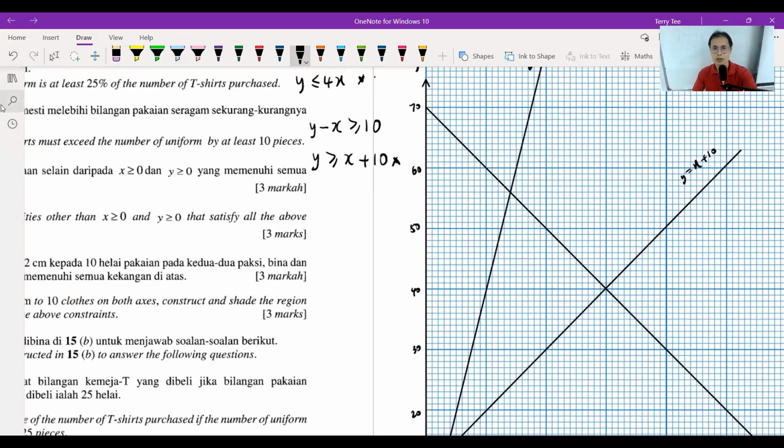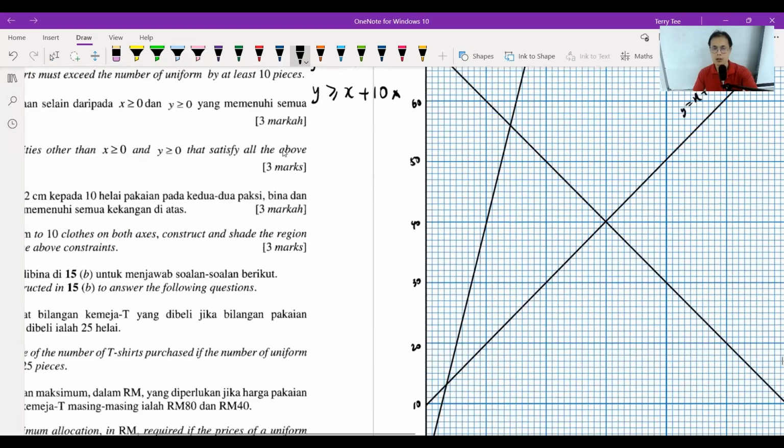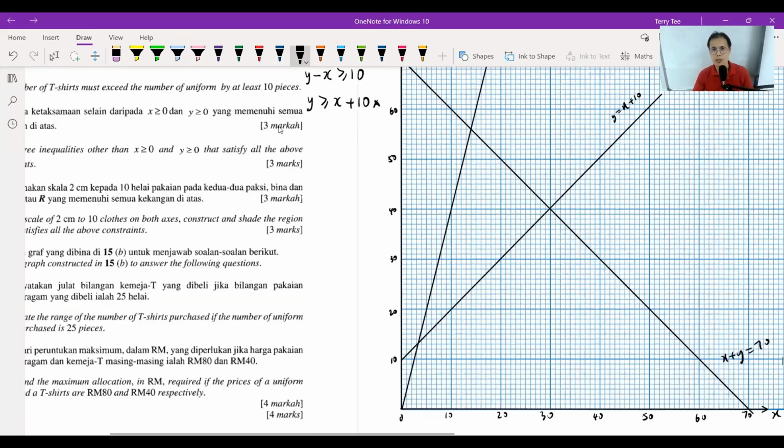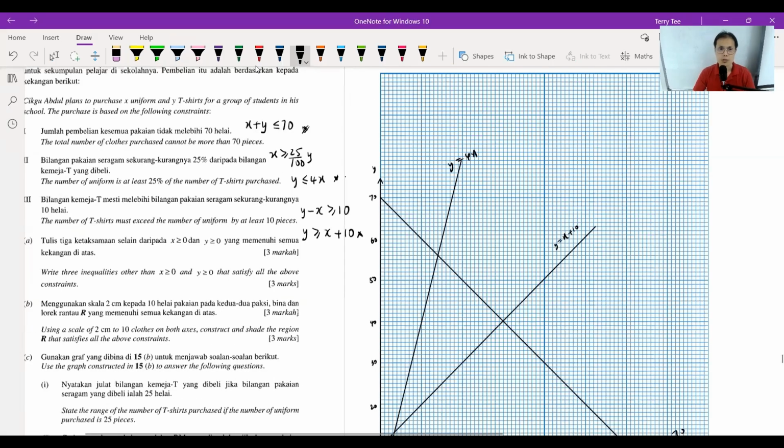Now, they say looking at the inequality, kebarangkalian, x plus y must be less than or equal to 70. So for me, the first one, less than or equal to 70, is below here. It can be below here. It can be below here. Just do a rough shade, it will do.